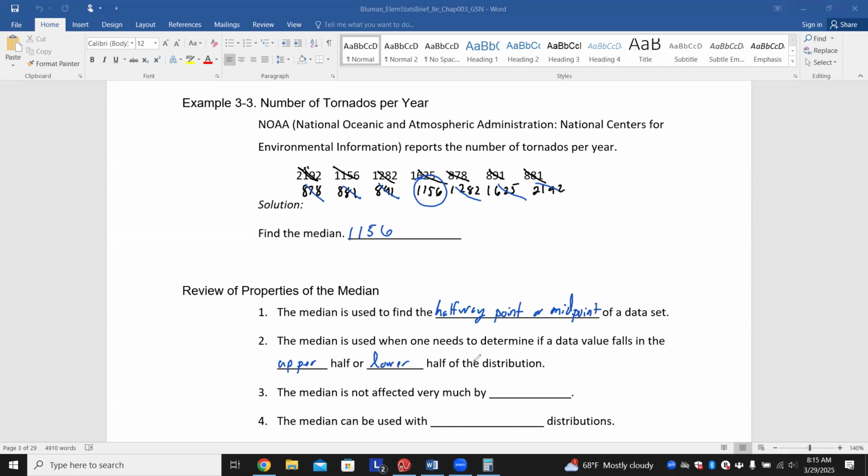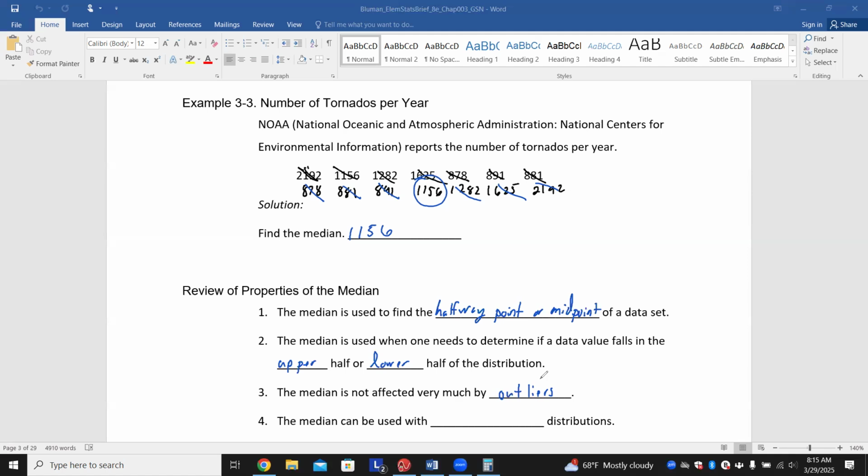And we'll talk about that when we look at different types of bar charts that will lead into our box and whisker plots. The median is not affected very much by outliers. So if I was to throw in really big numbers or really small numbers, it is not going to be affected because it's just the middle number.